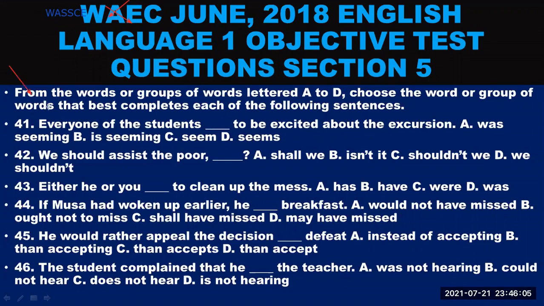Now let's look at the instruction. From the words or groups of words lettered A to D, choose the word or group of words that best completes each of the following sentences. Question number 41, every one of the students dash to be excited about the excursion. Now we have the use of tenses, and we also have the rule of concord. And when we look at the options here, option A is was. Every one of the students was to be excited. No, certainly.